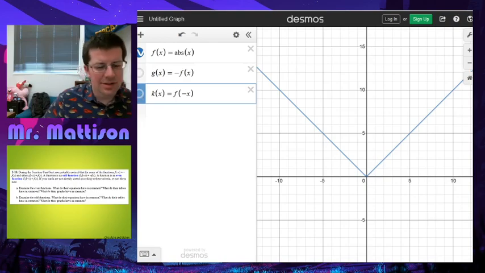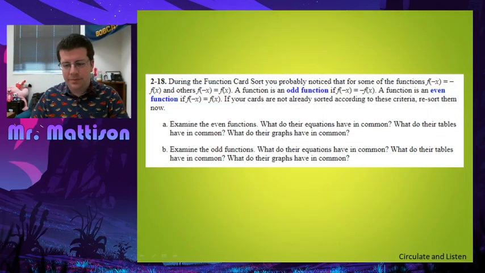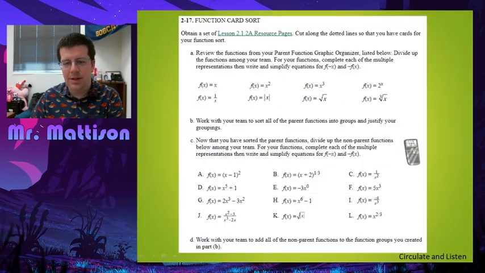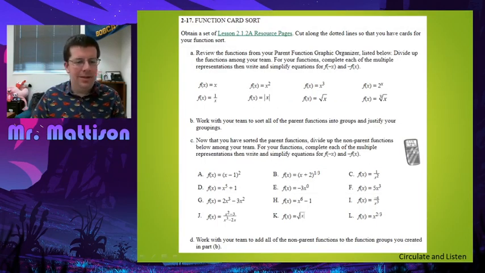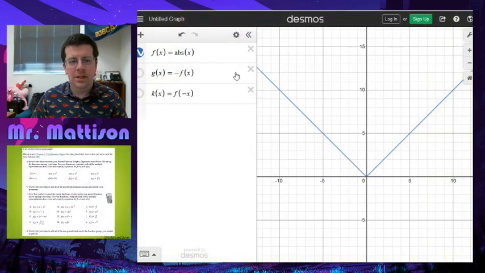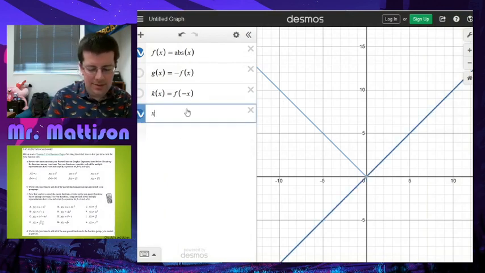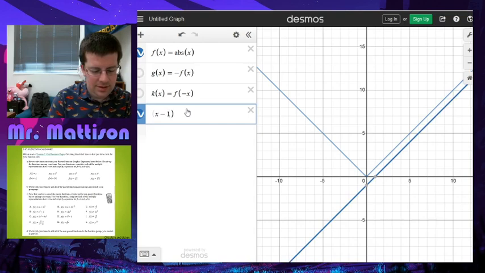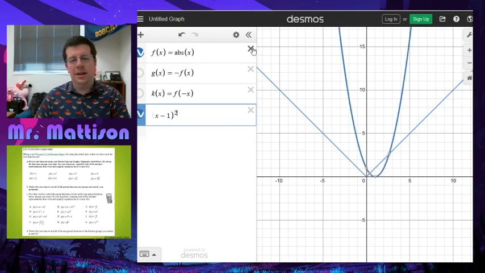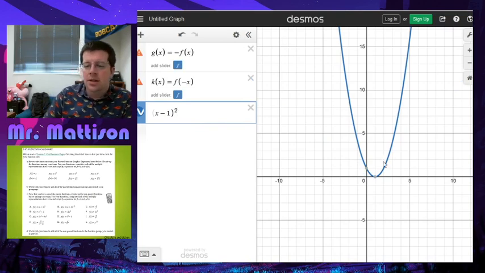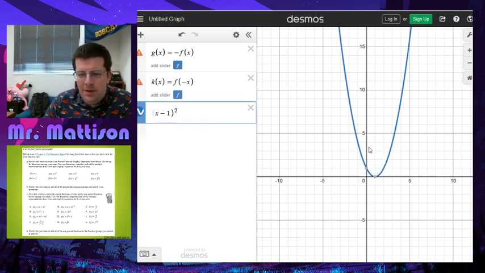So let's take a look at some of the ones you just went over. If I go back a page here, let's graph the first one, x minus 1 to the second power. Okay, so let's just take a look at that graph. Well, if I were to flip it over the x-axis, it would be down here, right? If I flip it over the y-axis, it's going to be over here. So it's definitely not the same, so it's not going to be odd for us.